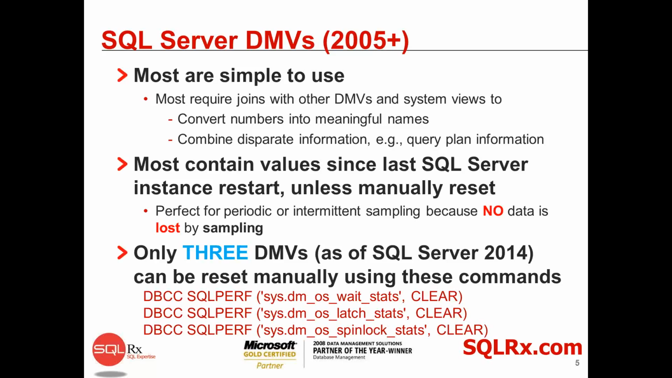There are 3 DMVs that can be cleared out manually, but all the others cannot without restarting SQL. And of these, the one you would probably use the most often is the top one. And that's the one that clears out the overall category wait times for SQL. Why they don't allow us to clear some of the other ones, I don't know, but it would be handy to have more than just 3.